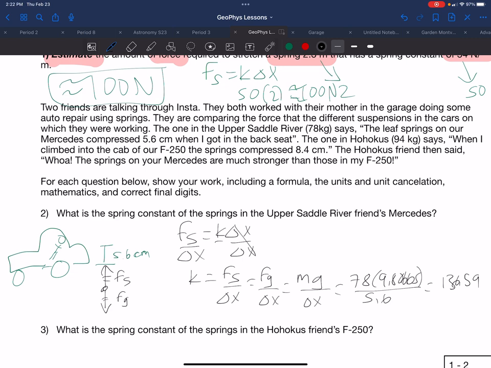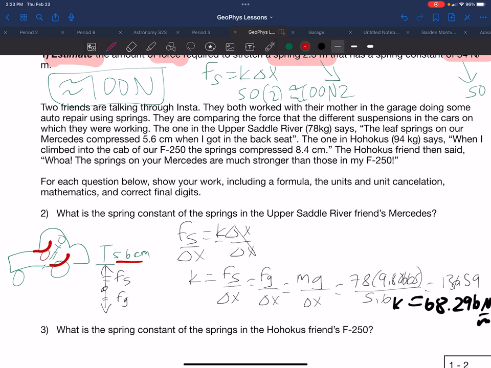But upon closer inspection, we should realize that it's the rear end, and the rear end has two wheels, and the rear end has two springs. So that compression is being executed against two springs. So if it were one spring, it'd have a strength of 136, but if it's two springs, it would only be half that. So half of that is 68.296. And we're looking for the spring constant, so that is in newtons per meter.